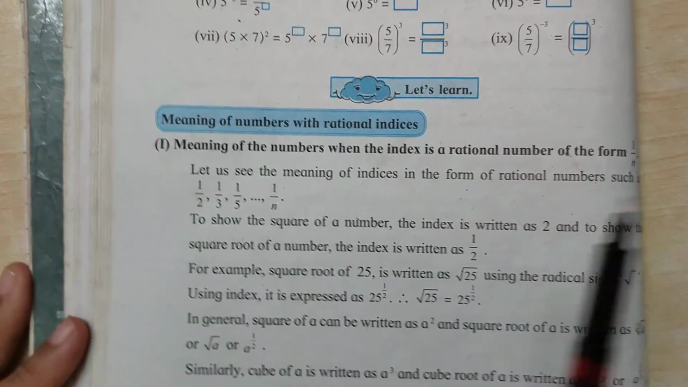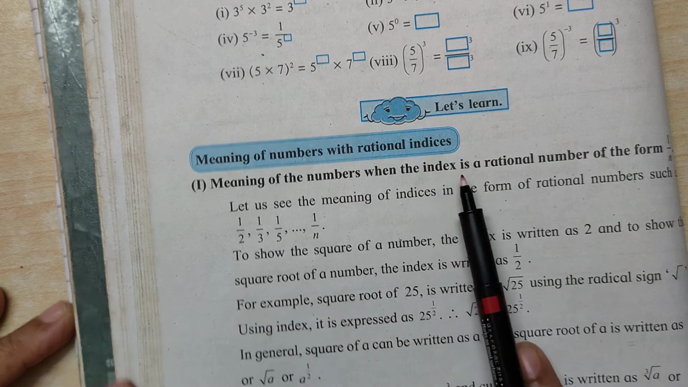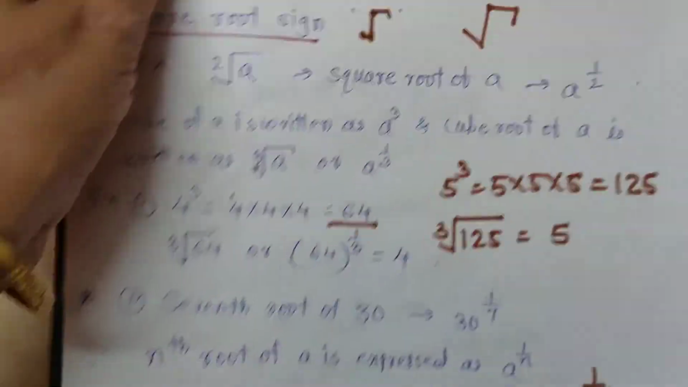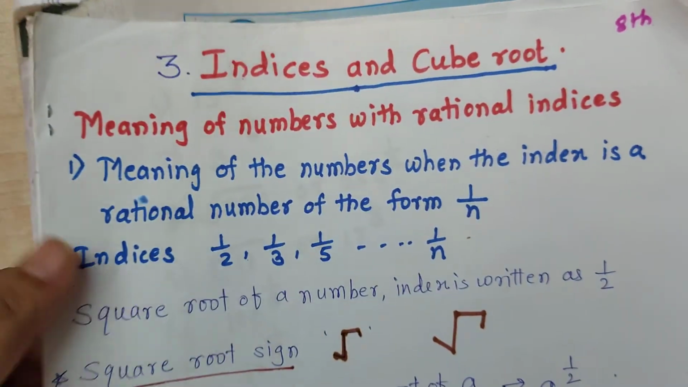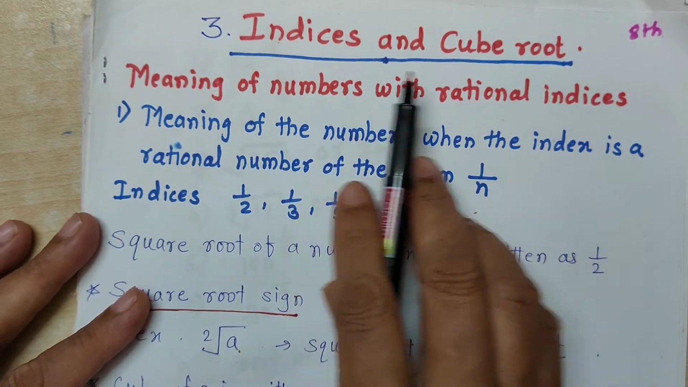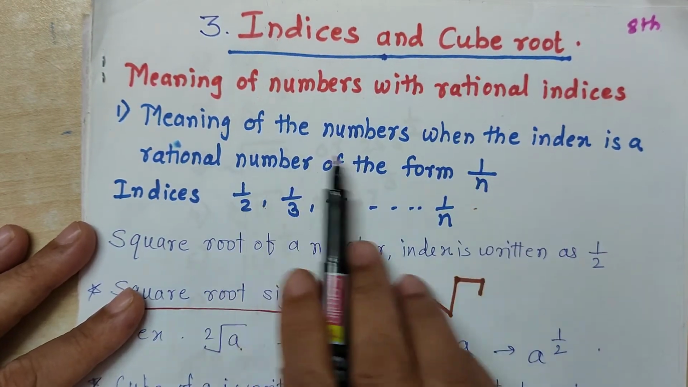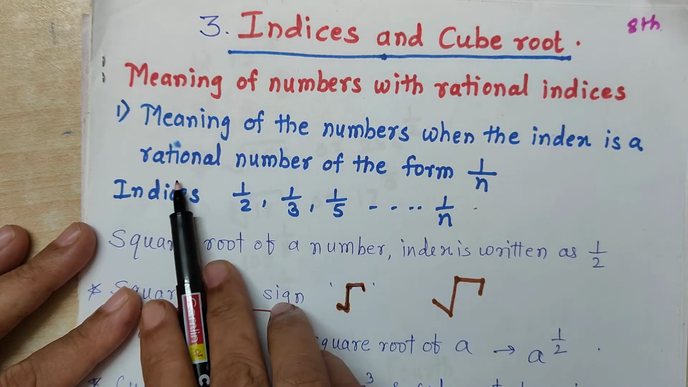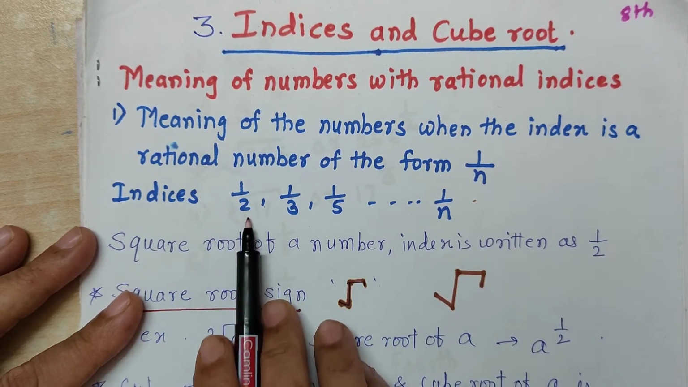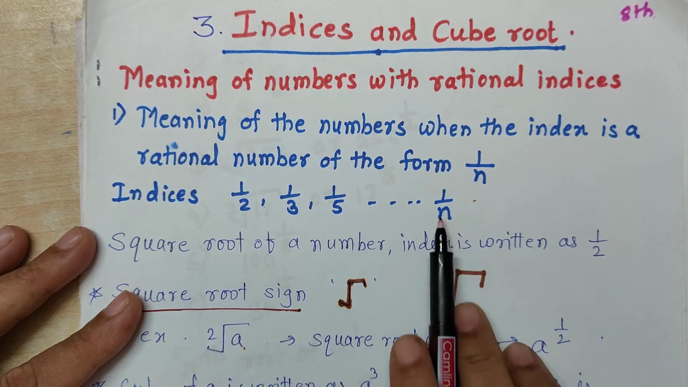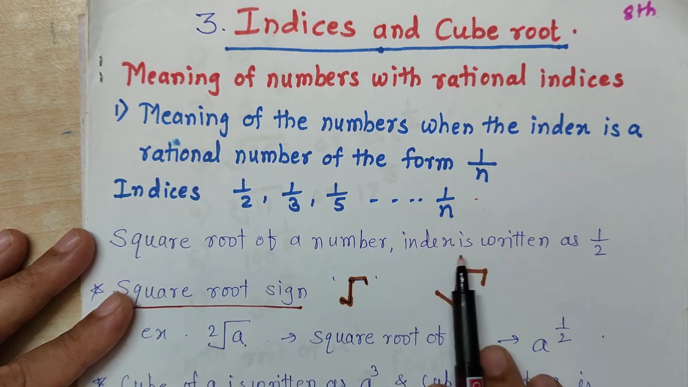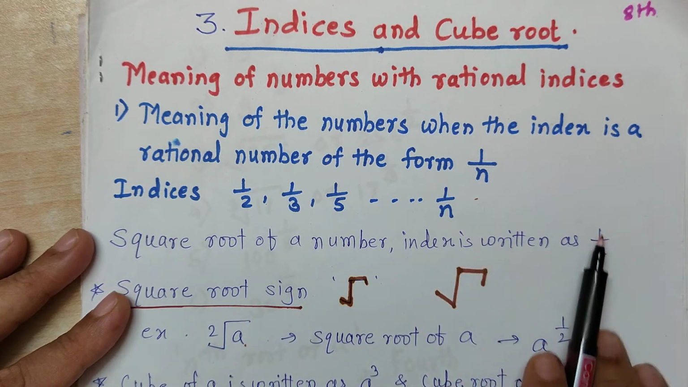Now we are going to learn the meaning of numbers with rational indices. Chapter number 3, Indices and Cube Root. I have written here the meaning of numbers when the index is a rational number of the form 1 upon n. Means indices 1 by 2, 1 by 3, 1 by 5 and 1 by n, like that. Then square root of a number, the index is written as 1 by 2.